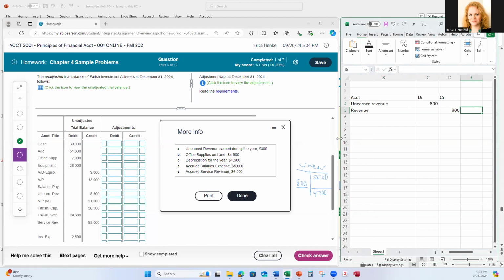And so once we have that, we know here that these are the two parts that we need to enter here for A. So we're going to go to here, we're going to select A, we're going to put that 800 in there, and then we're going to go down to service revenue down here and put the credit side. All right. So that's our first entry. Now, our next entry that we're going to do here is office supplies on hand were 4,500. So that's the ending balance that we need to get to for the office supplies. Okay.